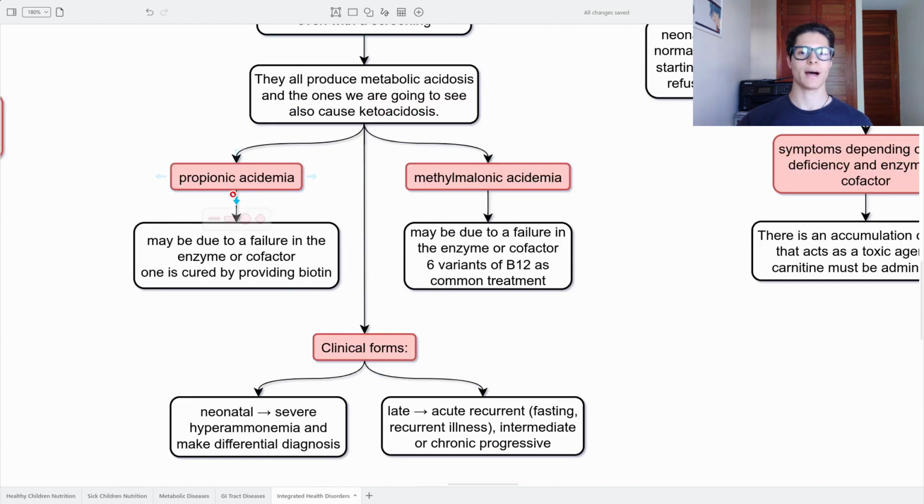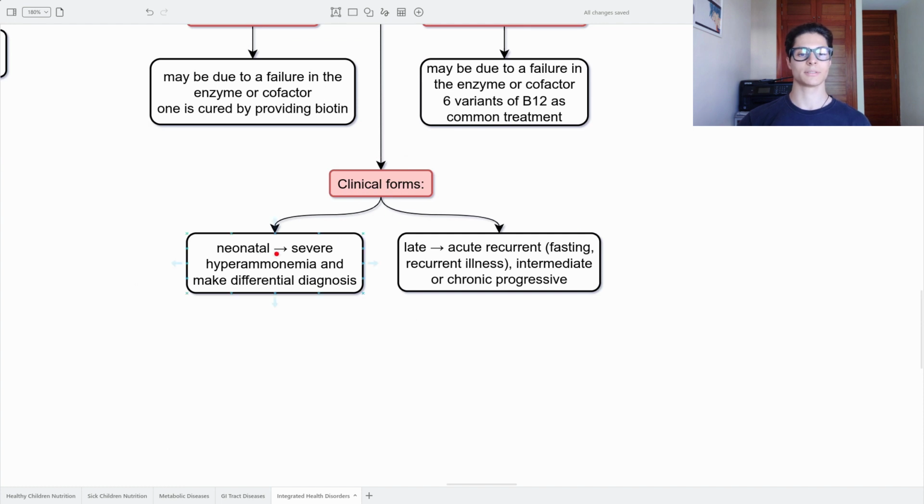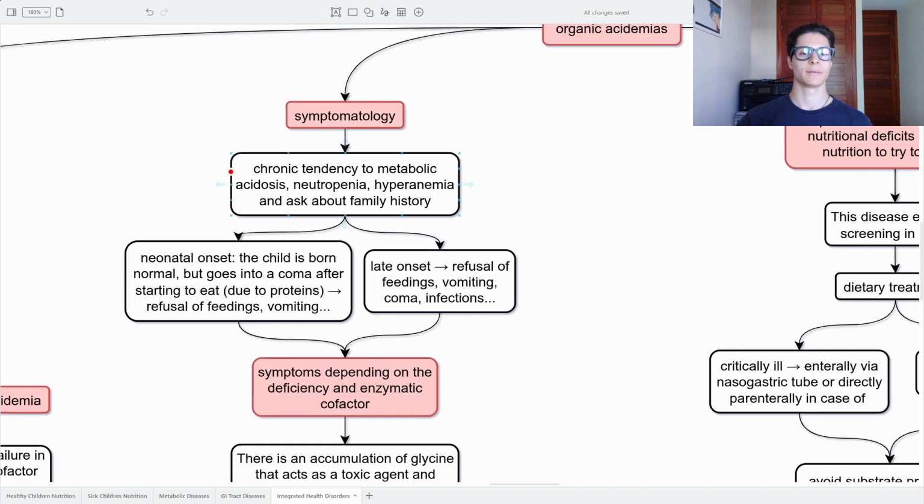So the two main ones we have are the propionic acidemia and the methylmalonic acidemia. They both are related to a failure in the enzyme or cofactor. And the propionic one is cured by providing biotin, whereas the methylmalonic is cured by providing vitamin B12. The clinical form in the neonatal is severe hyperammonemia, and we make a differential diagnosis to actually check which one is causing it. And in the late one, it can be acute recurrent, intermediate, or chronic progressive. Symptomatology: the chronic tendency to metabolic acidosis, neutropenia, hyperammonemia, and ask about the family history.